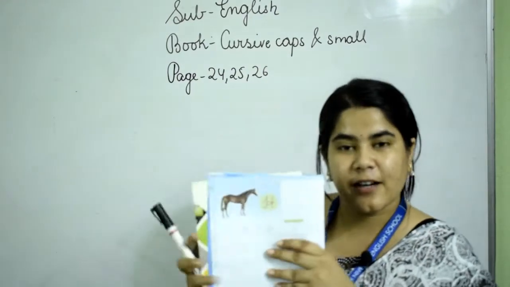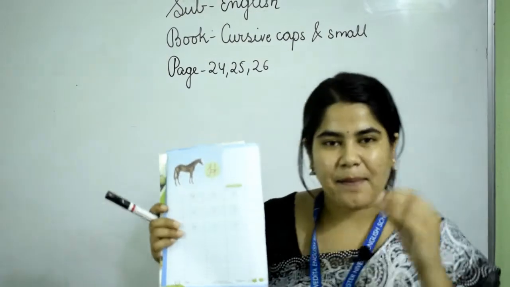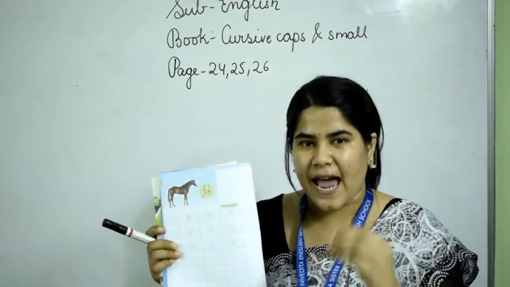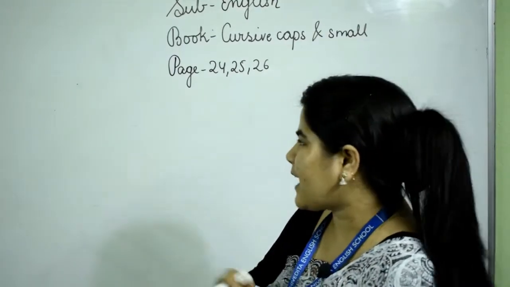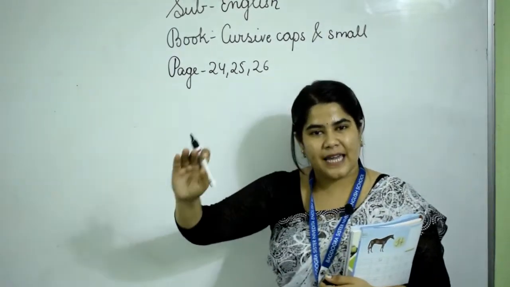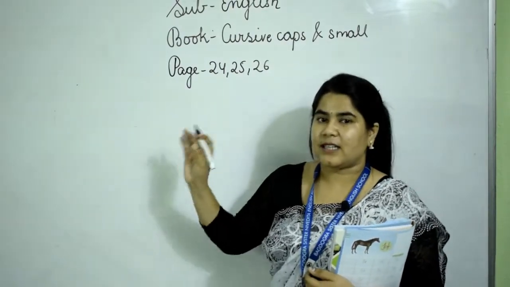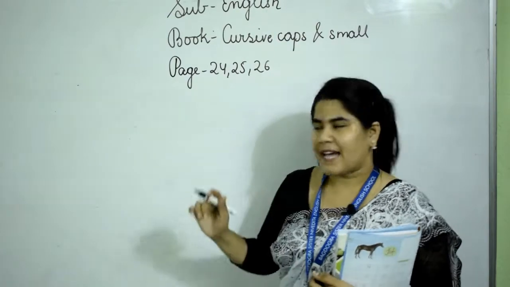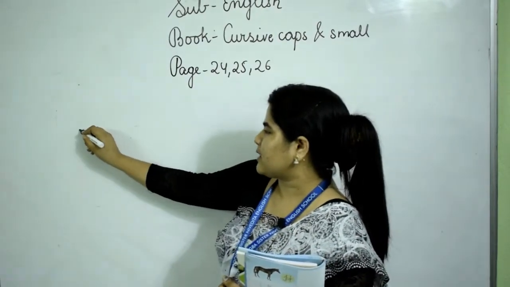Okay, here you are going to get a new letter, that is H. Cursive capital H and cursive small h. H is for horse. What have we learned? We have learned A, B, C, D, E, F till G we have already learned. Now today we are going to do H. Okay, just for your remembrance I am going to do it again.